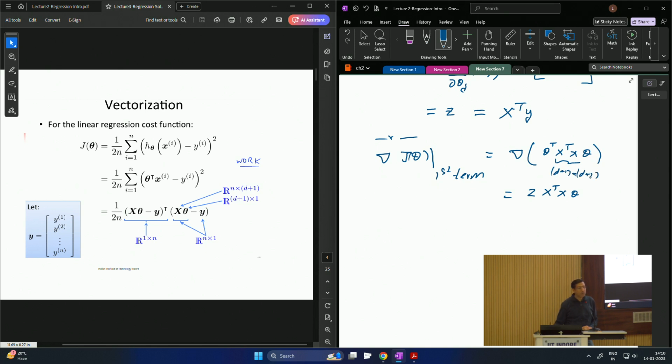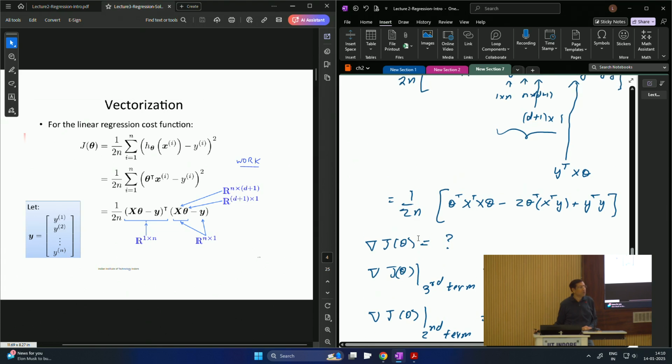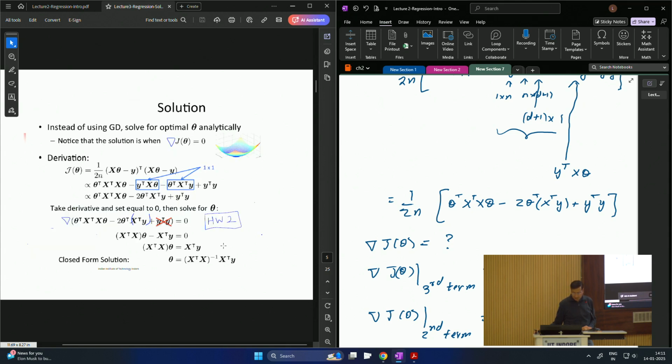So I'm saying don't do it for the general case, do it for a 2 cross 2 matrix, and then you can easily see that this will come out. I'll show you in the homework, it's worked out. Okay. So now we're going to take all the gradients and put that in the original gradient of J theta, which we wanted to find. Everybody with me? Yes or no? Okay, so we'll go to the next slide.